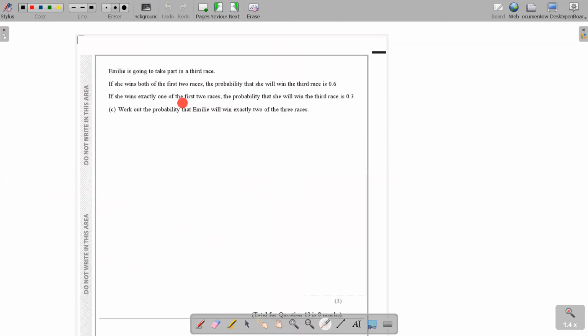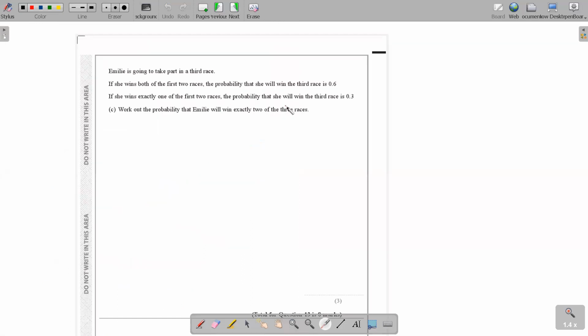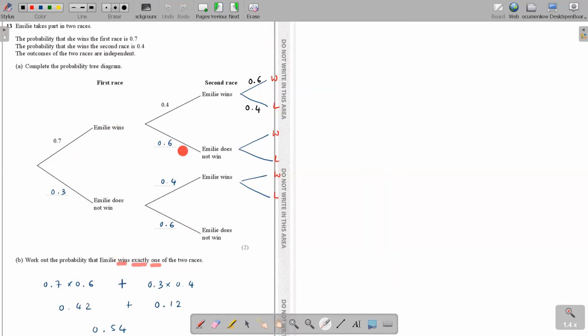If she wins one of the first two races, that looks like the second branch and the third branch, right? So if she wins one of the first two races, the probability she'll win the third race is 0.3. You can see here, win one, lose one. First race she won, second she lost. So she has won one of the two. So for the third race, the probability of winning is 0.3.